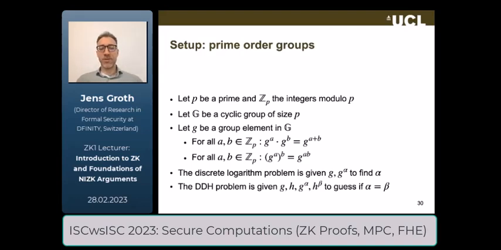And in general, what we want to assume is that if we have a suitable group G for cryptographic purposes, then the discrete logarithm problem is hard, right? So given g and g to the random alpha, it's actually going to be very hard to find alpha.